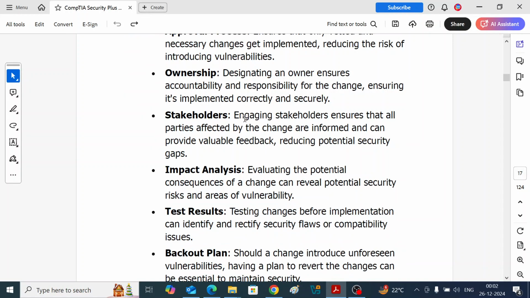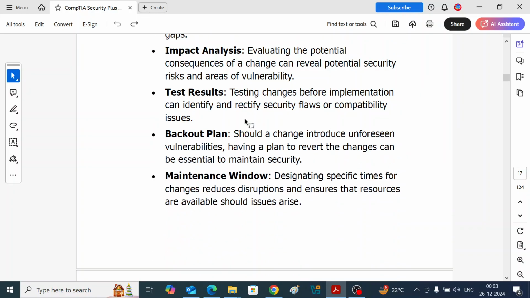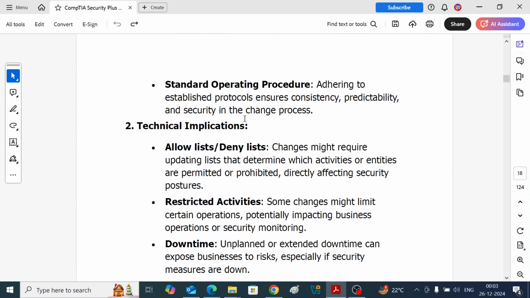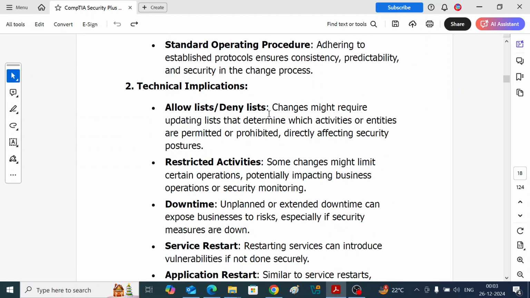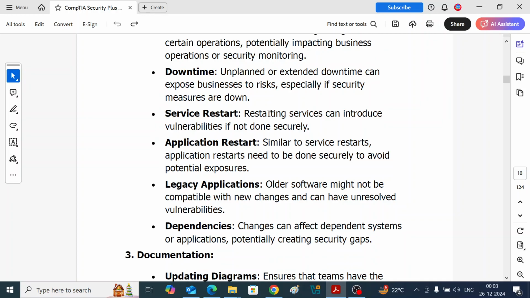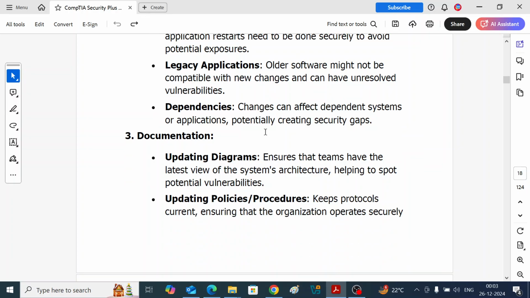about how change management is planned, and the importance of owners, approval process, stakeholders, impact analysis, test results, backout plan, what a maintenance window is, and what a standard operating procedure is. Then from the technical implications, what an allow list and deny list are, what restricted activities are, what downtime is, unplanned and extended, and how it can pose threats. Then service restart, application restart, legacy applications and how they are important, the new vulnerabilities which can come into the picture, or dependencies, dependent applications wherein you have made the change.